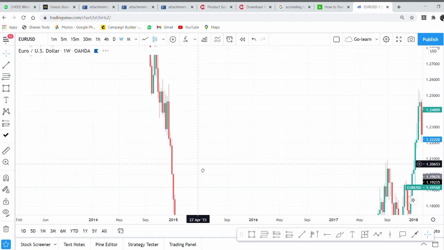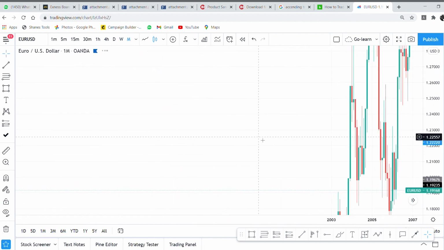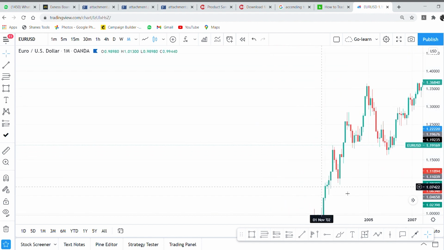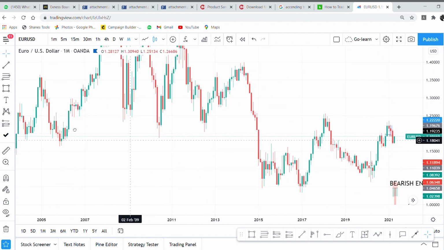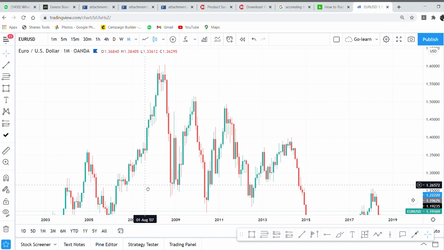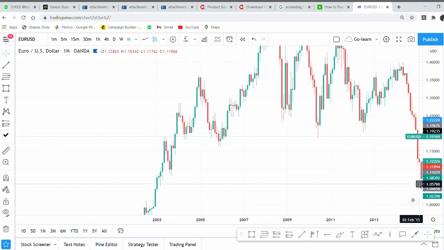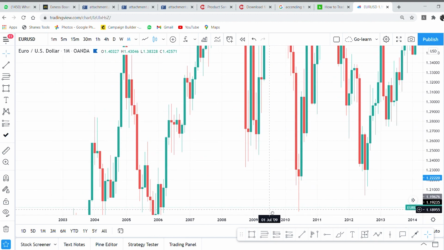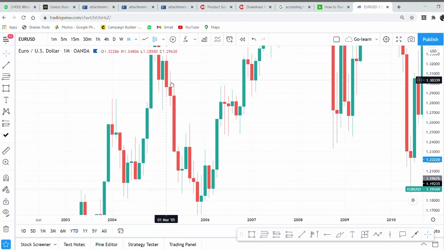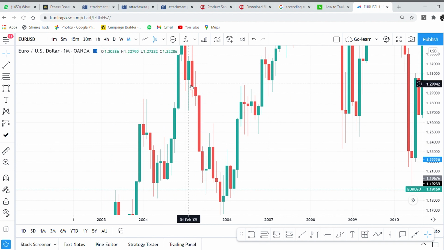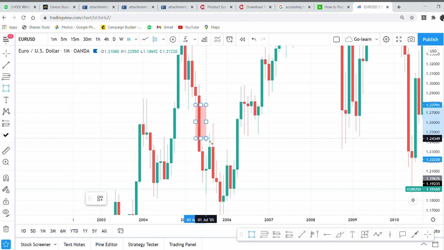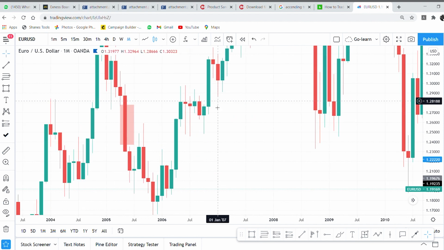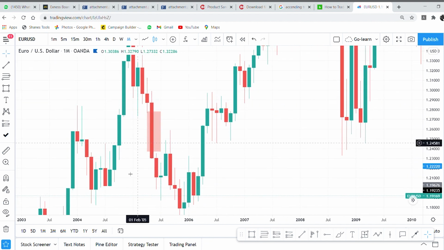Yeah, now let's look at this on a monthly time frame. Okay, now watch this. See this whole move? Look at this move here. This is a very strong bearish move. It left a very strong momentum in price. Now this is a liquidity void.